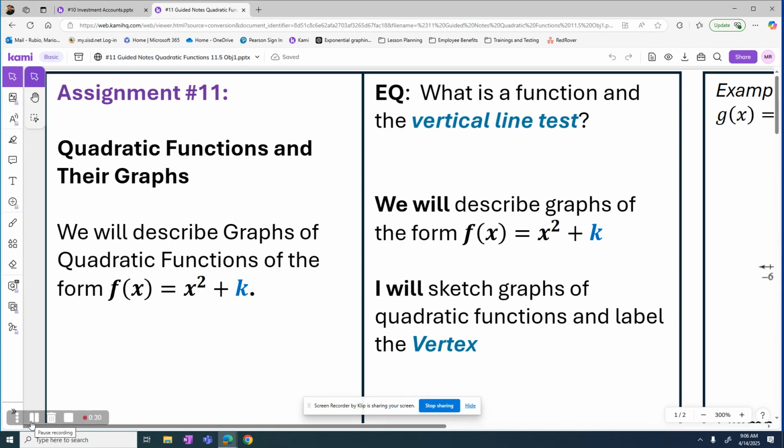This week we have our 4-week exam tomorrow, Wednesday, but you'll start with this, and then you'll cover it next week. We're going to describe graphs of quadratic functions of the form f of x equals x squared plus k.